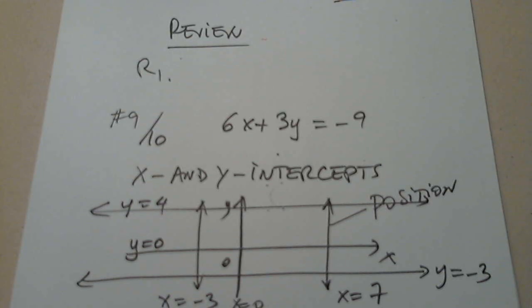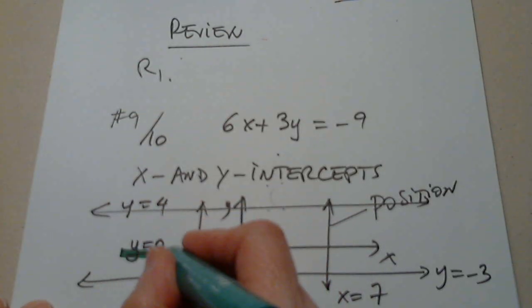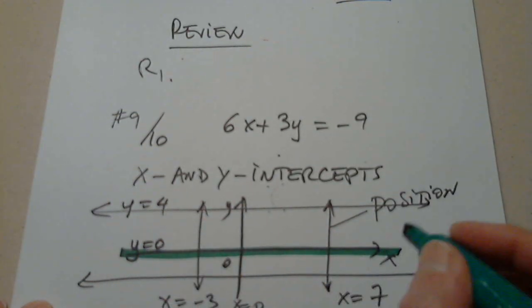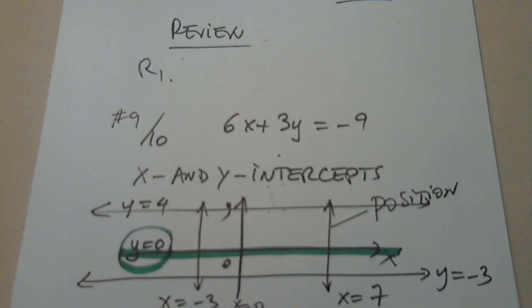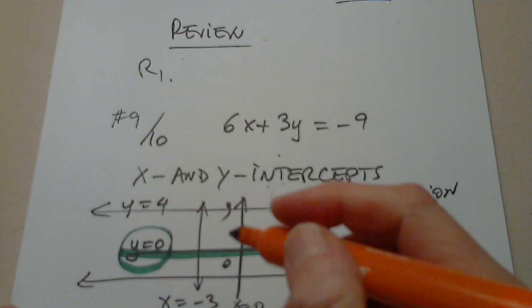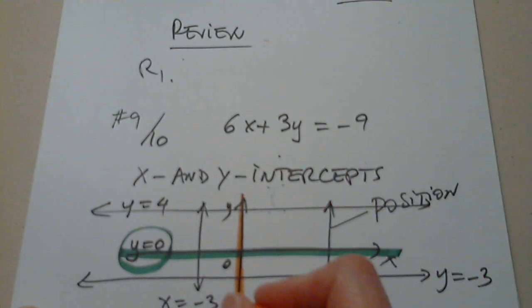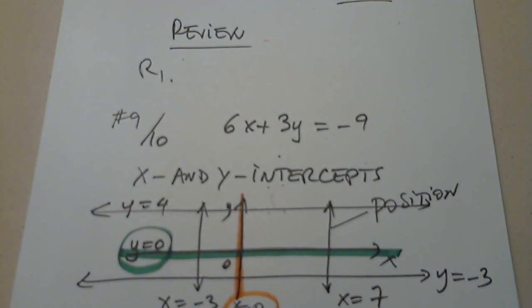I wanted to refresh your memory on the fact that the x-axis has the equation y equals 0, and the y-axis has the equation x equals 0. And this is what we need in order to determine the x and y intercepts.